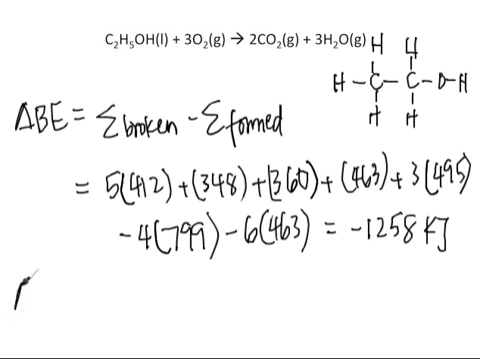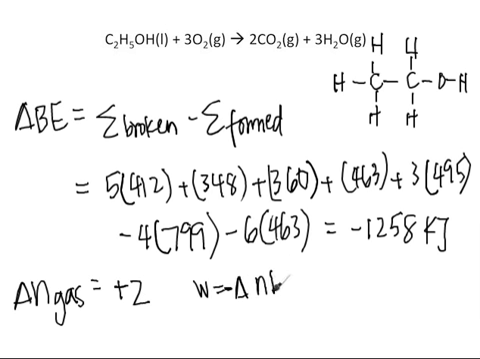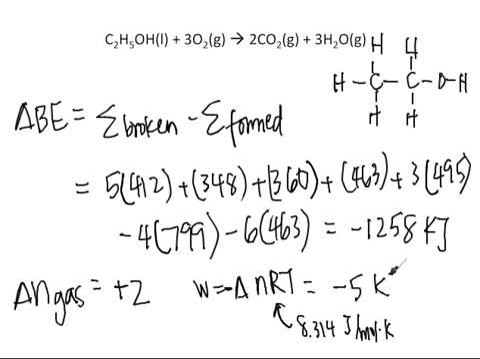Okay, and let's calculate the delta n of the gas. So we said earlier, from 3 moles of gas to 5 moles of gas, so there's going to be plus 2. So that means that the work is going to be, remember the negative, delta n RT. So remember R is 8.314 joules per mole Kelvin. And then for temperature, we're going to use about 300. So this is going to give us an answer of about minus 5 kilojoules.